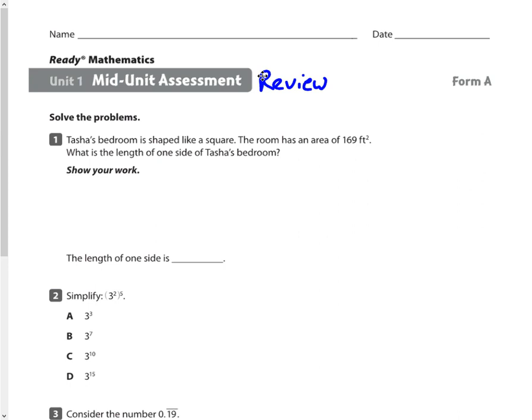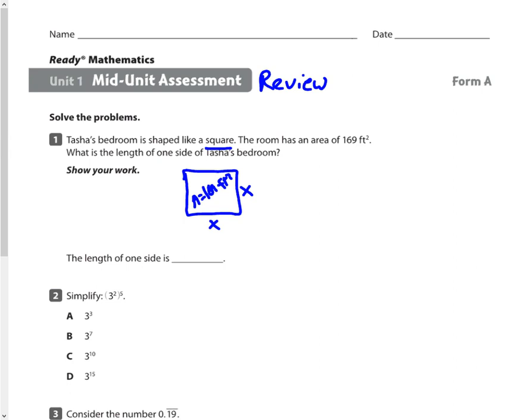Number 1 says Tasha's bedroom is shaped like a square. So remember, a square is a 2D shape where all 4 sides are the same length. So the length and width are the same length. The room has an area of 169 feet squared. Sorry, that's kind of unclear. What is the length of one side of Tasha's bedroom?